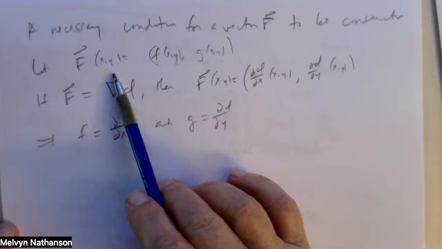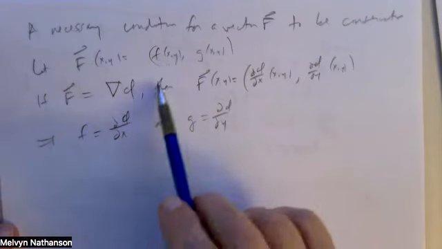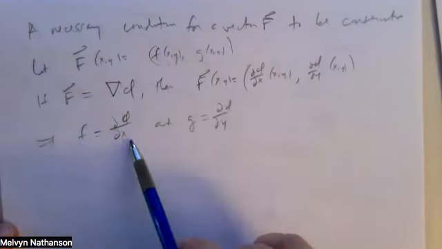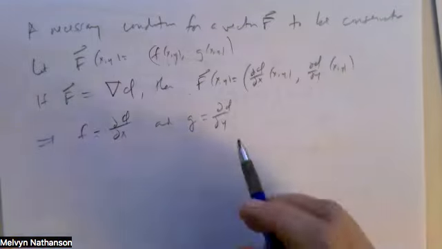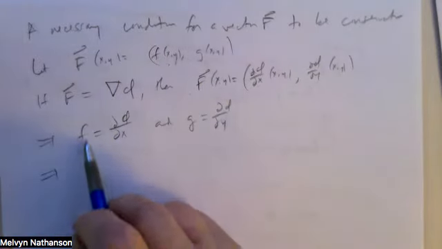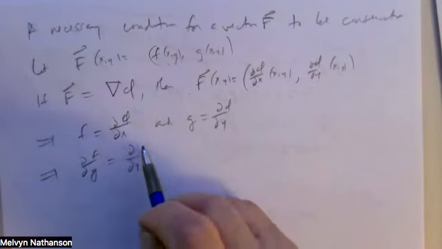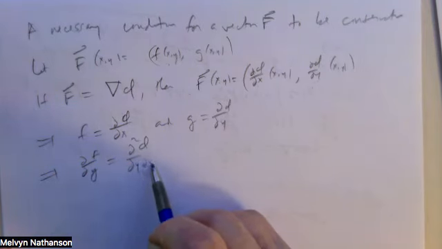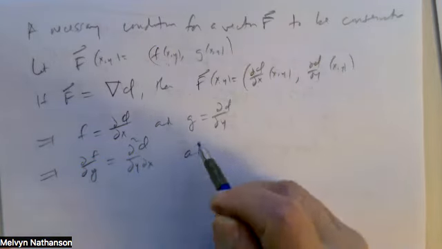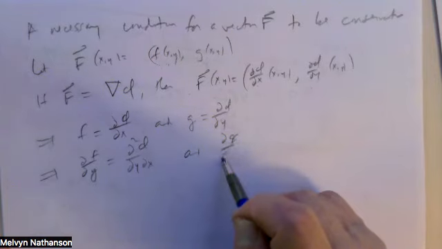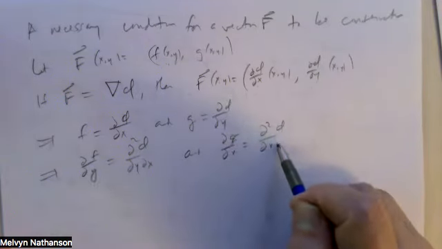So if the vector field F is conservative, then there's a scalar field phi such that the first coordinate of F is the partial of phi with respect to x, and the second coordinate is the partial of phi with respect to y. But then what happens? If you take the partial of f with respect to y, that's the partial with respect to y of the partial of phi with respect to x. So that's the second partial derivative of phi with respect to x and y. And the partial of g with respect to x, you take the partial with respect to x of the partial of phi with respect to y.